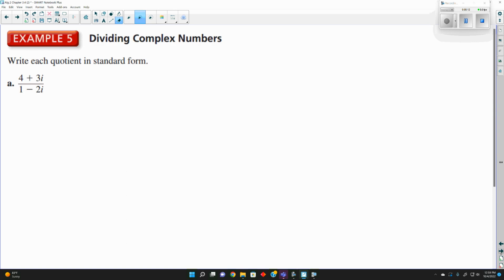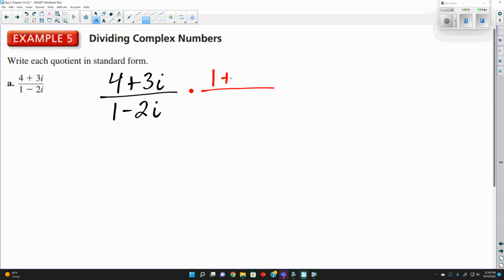Now for this here, we want to write this in standard form. And to do that, we need to get i out of the bottom of the fraction. We can't have i in the denominator. And to get rid of that, we're going to use the complex conjugate. So we're going to multiply the top and bottom by this, 1 plus 2i.